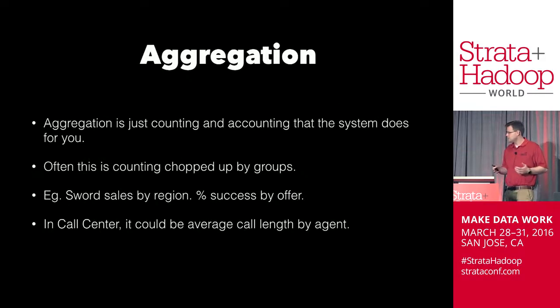Aggregation is basically just counting that the system does for you, and it's often chopping things up by groups, right? So you want to know sword sales by region, percent success by offer. A lot of times if you've got aggregation, you can do these counters yourselves, or you can tell the system, here's the aggregation I'm interested in, make it happen. In the call center example, it could be average call length by agent.